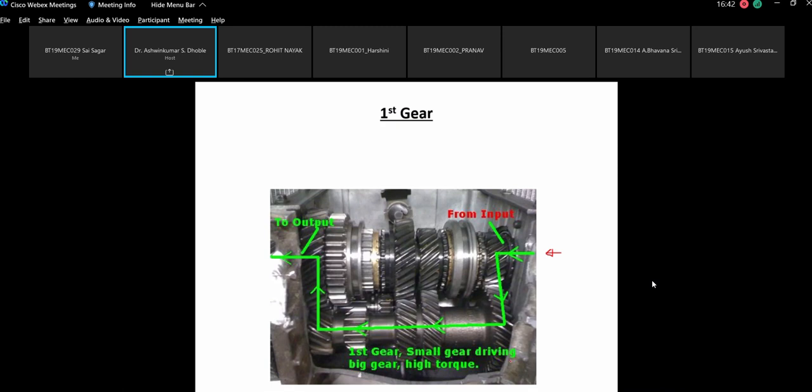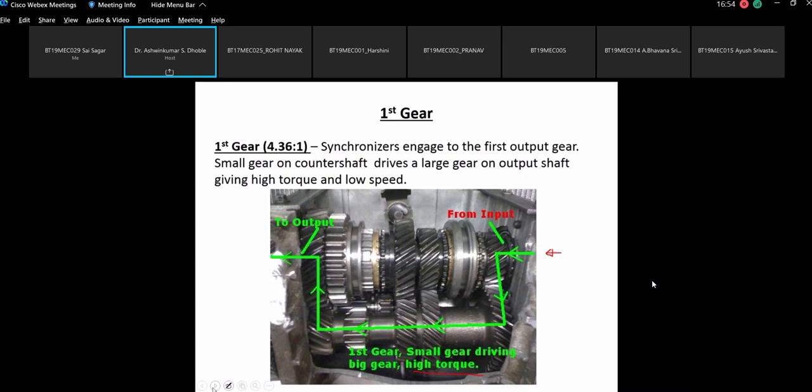The first gear: a small gear driving a big gear, and high torque is there. So this is the actual engagement. The synchronizer engages to the first output gear. The small gear on the counter shaft drives a large gear on the output shaft, giving high torque and low speed. So that is the thing.